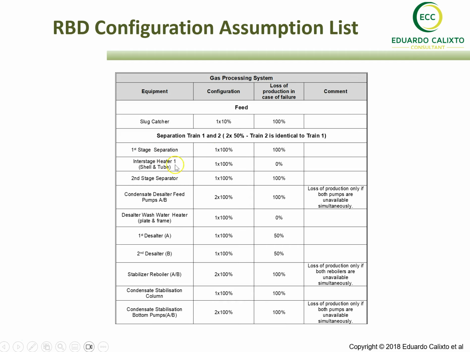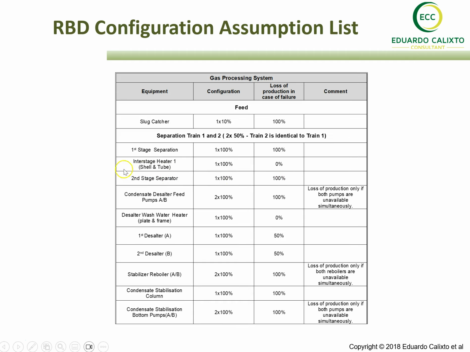So here we have, for this one stage of separation, a sub-process. Which are the equipment we have here? We have, for example, a heater here. If you lose this heater, I do not have any loss of production, but if I lose the separator, I have 100% loss of production.